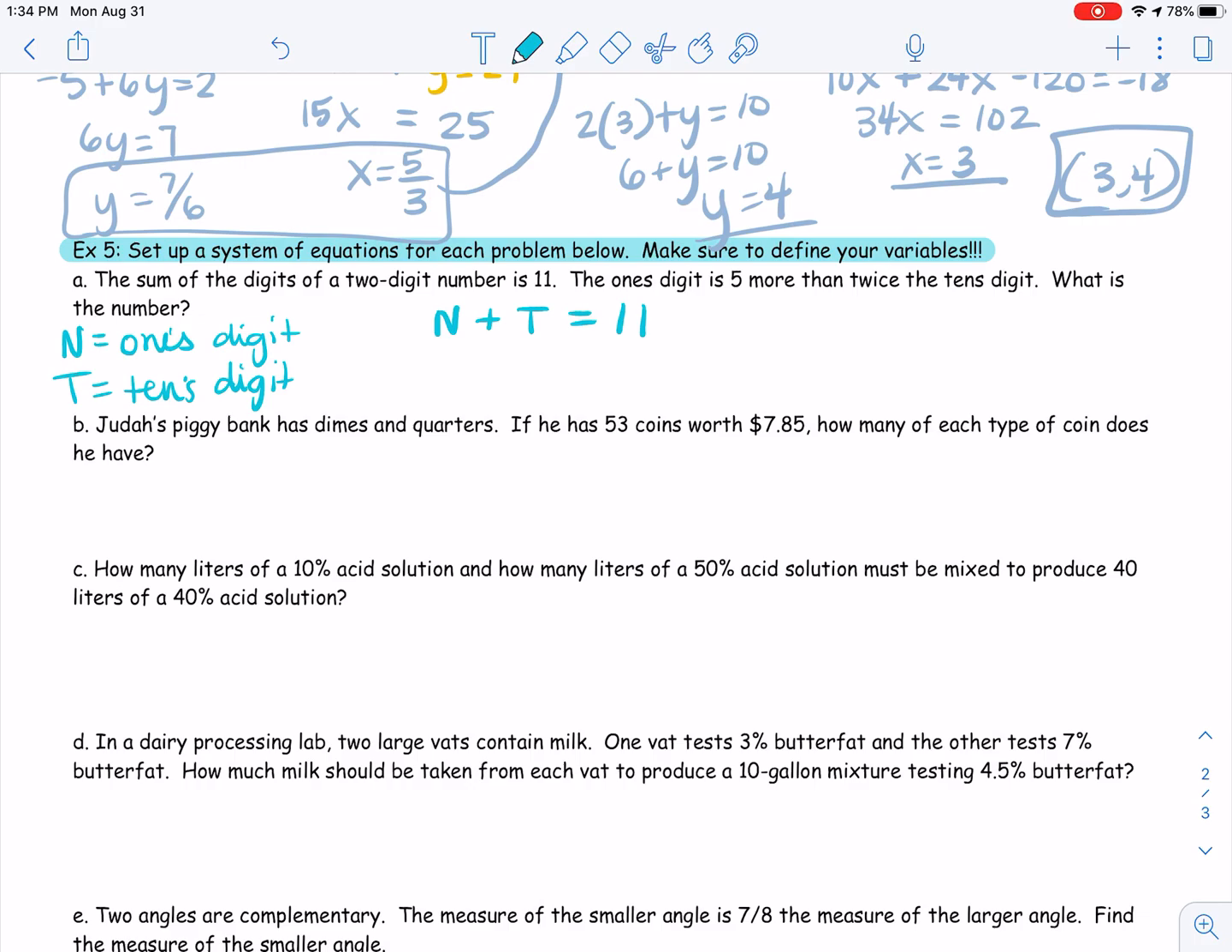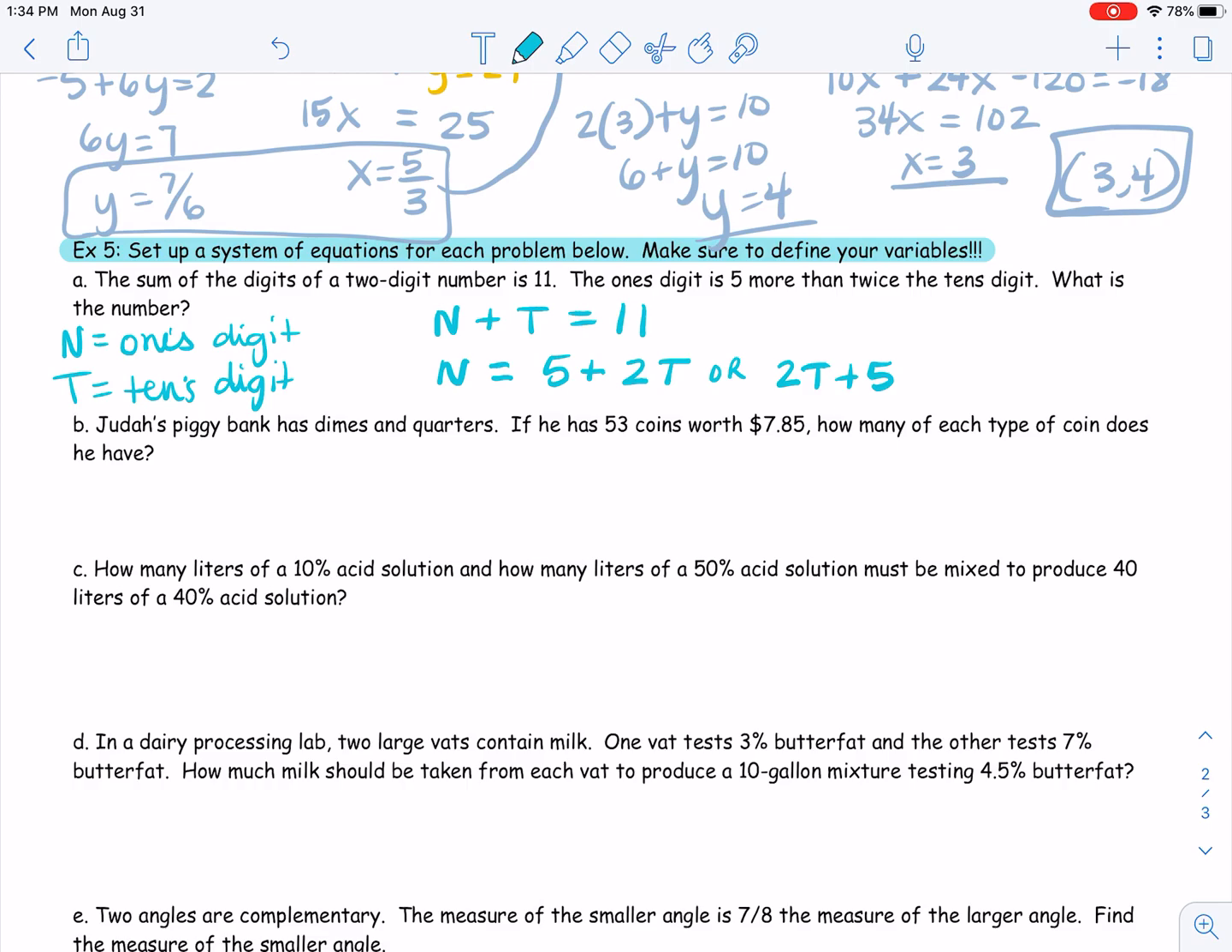Our second equation says that the ones digit is 5 more than twice the tens digit. So whatever the tens digit is times 2 plus 5. You could obviously rewrite that as 2t plus 5. That does not matter, and you should know that. And then it says, what is the number? So then we would have to solve that.